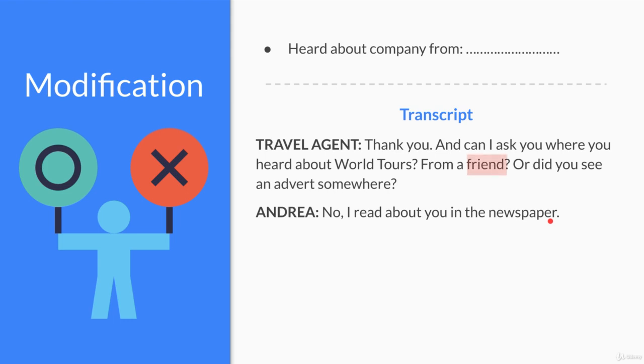So here they are using different answer choices. They're talking about a friend or an advert. But then Andrea modifies, she corrects. So they threw around different answer choices. For example, they talked about a friend and then an advert. But then Andrea modified the answer and she corrected it and said no.